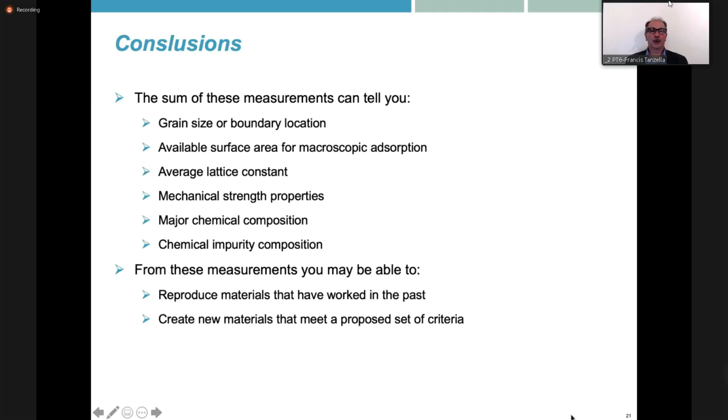The ultimate point of this exercise may be to help us reproduce the materials that are best suited for use in LENR experiments, such as those shown 2 slides earlier, or to create and verify the properties of a material of your own design.